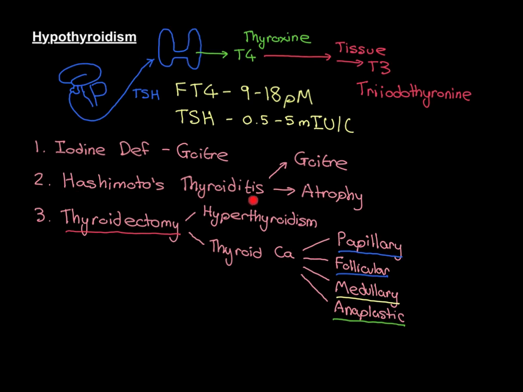The two major causes of hypothyroidism in the Western world are Hashimoto's thyroiditis, an autoimmune disease that's going to destroy the thyroid tissue. And remember, this can either give rise to a goiter or it can lead to thyroid atrophy, and thyroidectomy, having had your thyroid removed either because you were suffering with hyperthyroidism or because you had thyroid cancer. Now, let's have a break there, and in the next video we'll talk about the symptoms of hypothyroidism and some of the major presentations of hypothyroidism, and then we'll talk about the treatment.